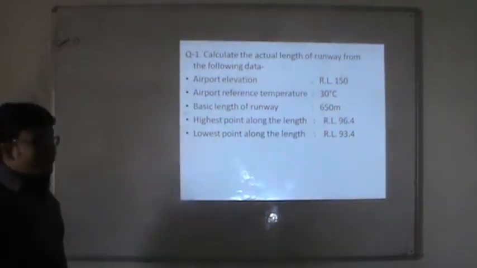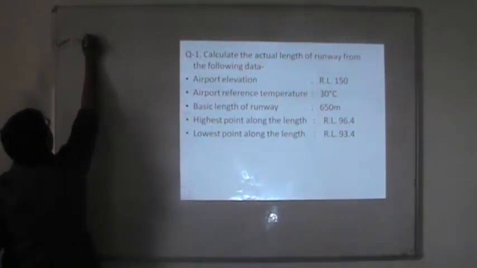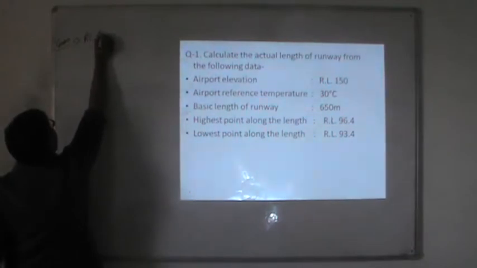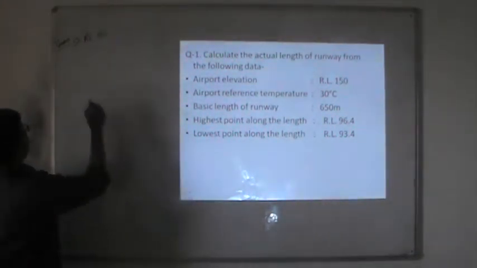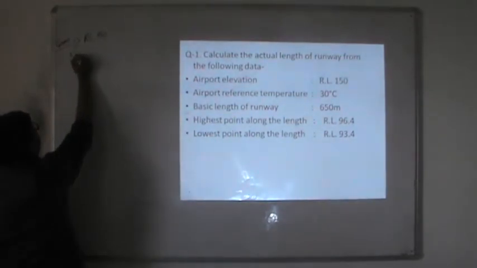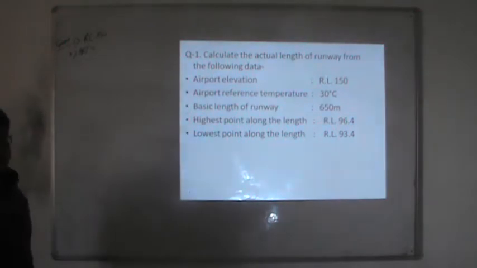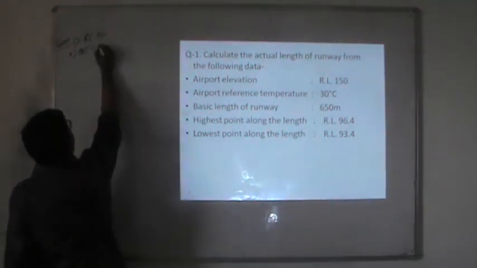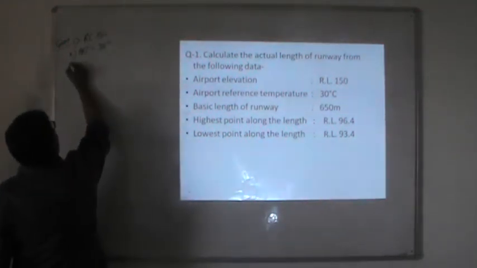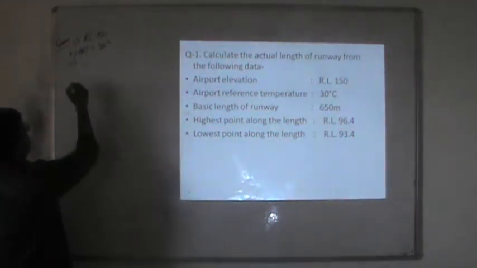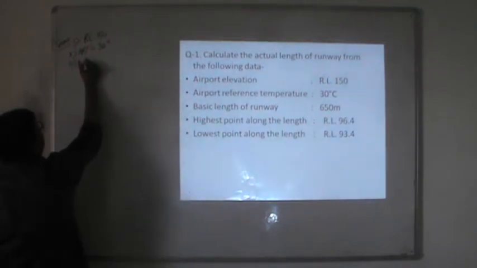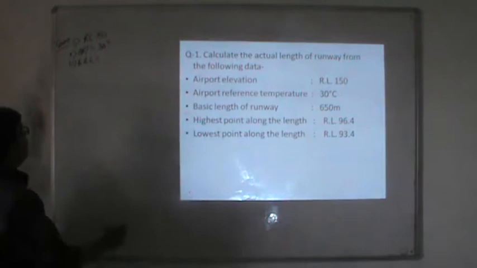Airport elevation is given as RL 50. Airport reference temperature, ART, is given as 30 degrees centigrade. Then third, basic runway length. Basic runway length is given as 650 meter.